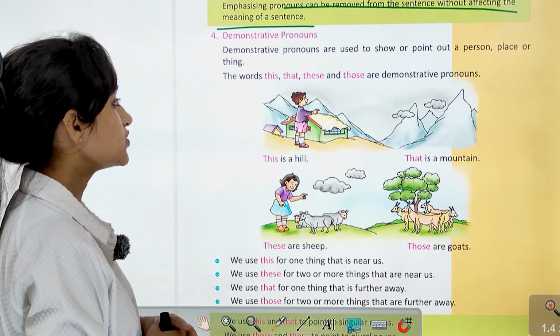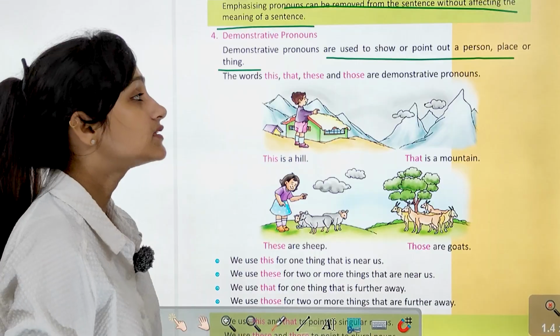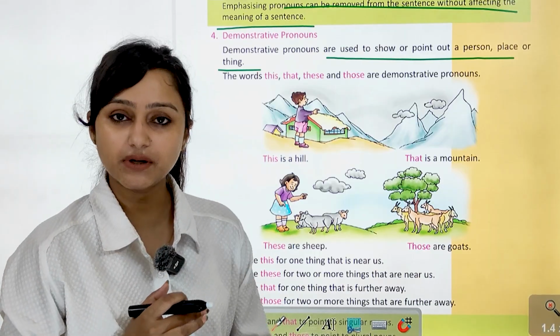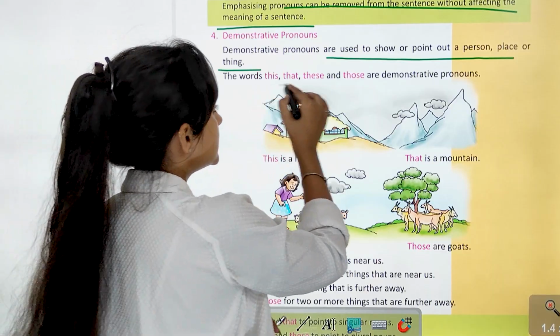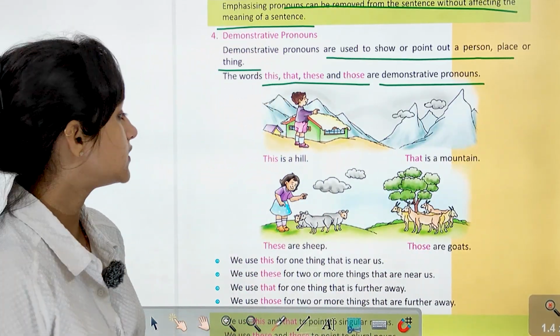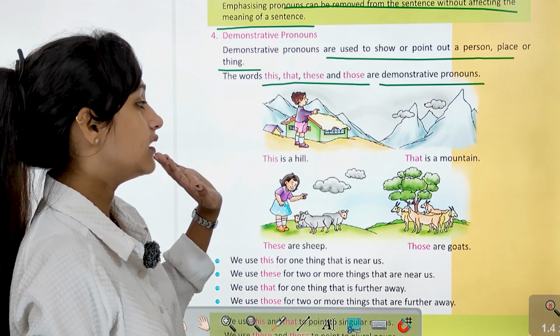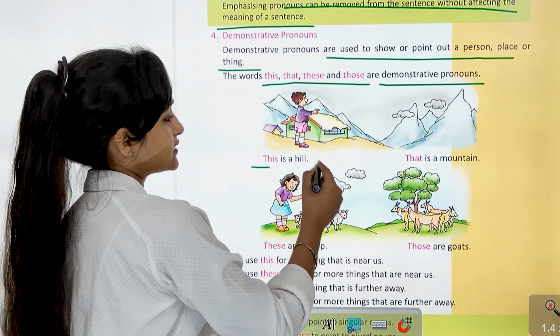So here demonstrative pronouns are used to show or point out a person, place or thing. ये किस लिए यूज होते हैं? Point out करने के लिए किसी person को, place को या फिर thing को. So the words this, that, these and those are demonstrative pronouns. क्या है आपके demonstrative pronouns है? So this is a hill. The hill is near to this boy. So he can say this is a hill.